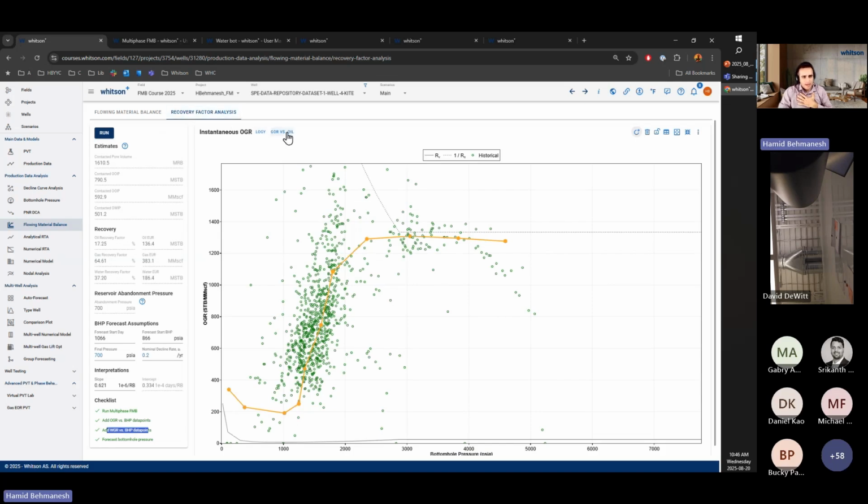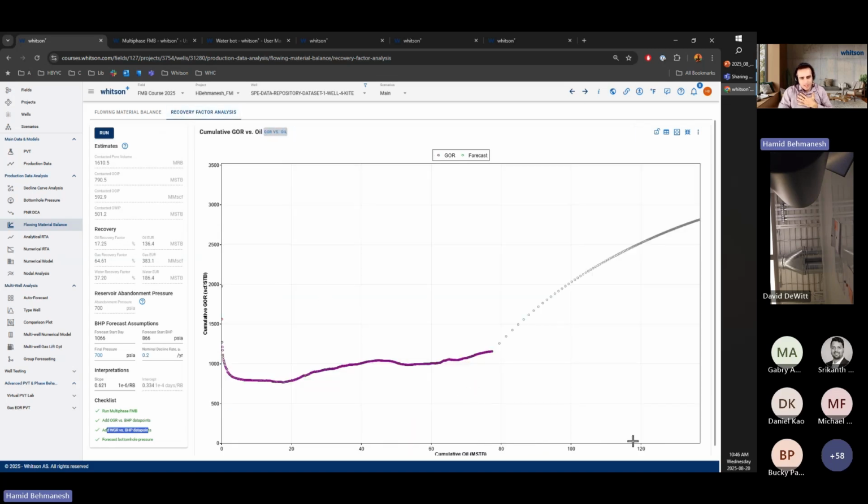And then I can take a look at the OGR versus oil. So this is a profile. This is my trajectory. So if you think this is believable trajectory based on your analog wells, then feel comfortable to move on to the next step.